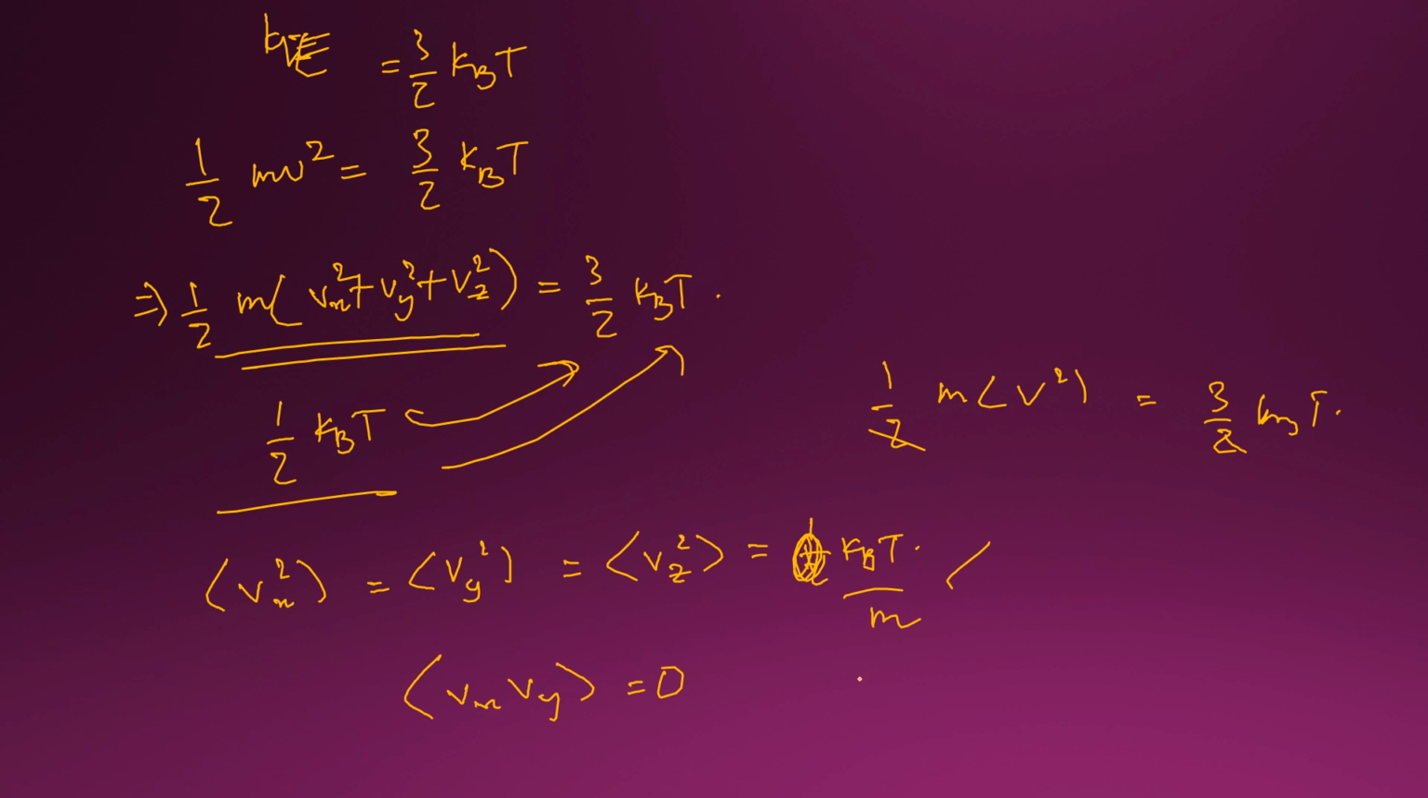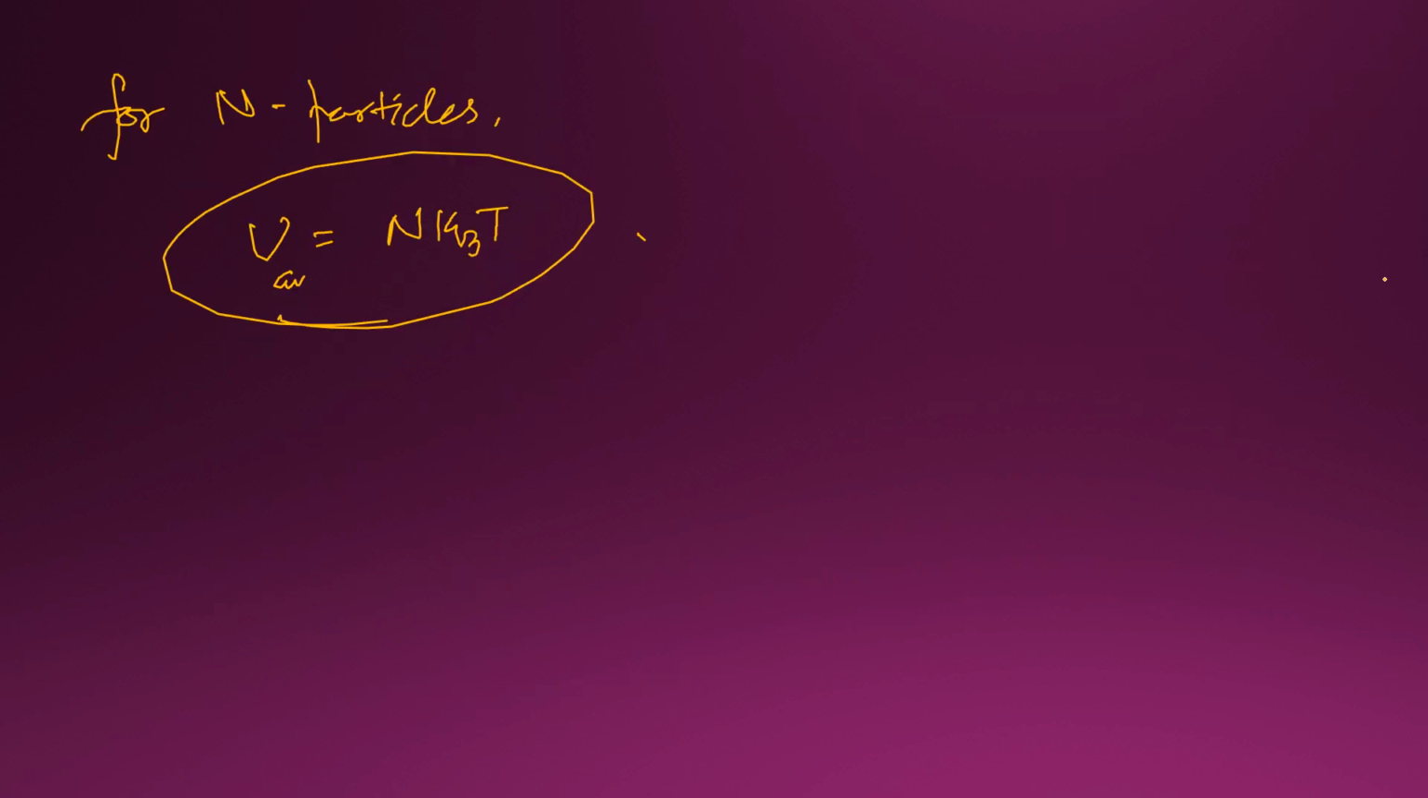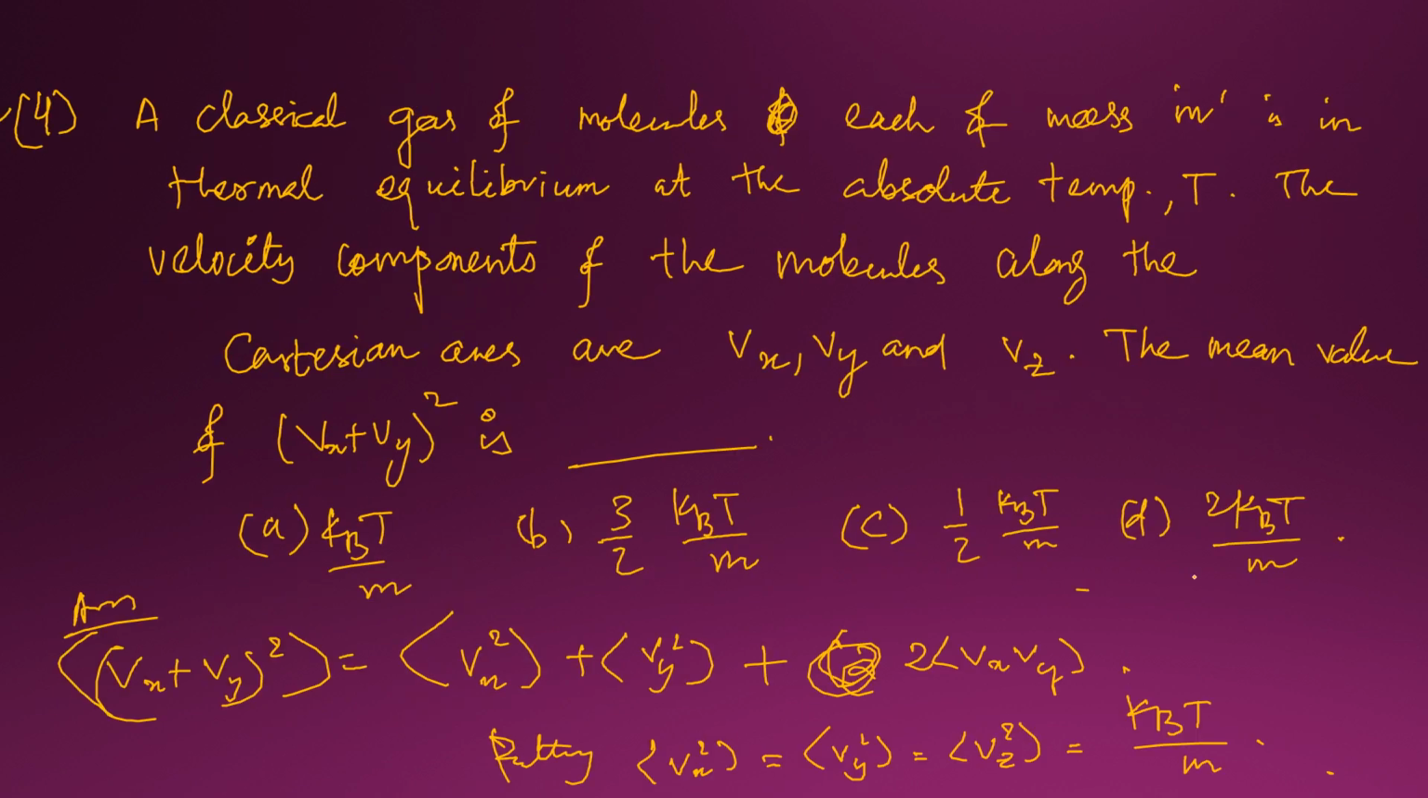All right. So if we put the values, Vx square plus Vy square plus 2 Vx Vy, that will be kBT by m plus kBT by m, that will be 2 kBT by m. Yeah, there will be 2 kBT. The answer is 2 kBT then. Right?